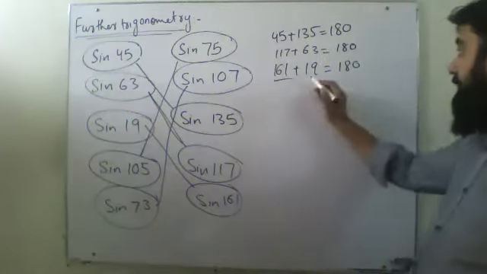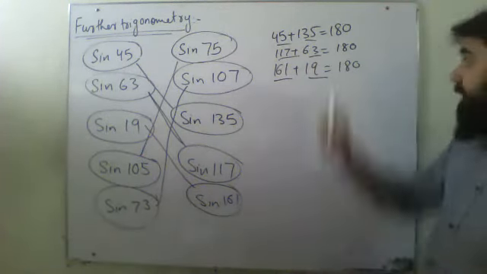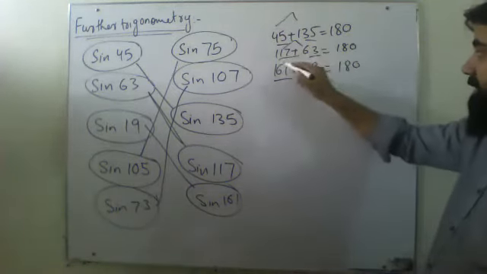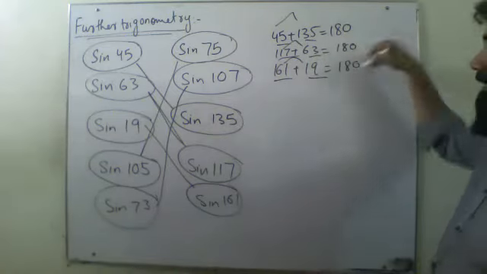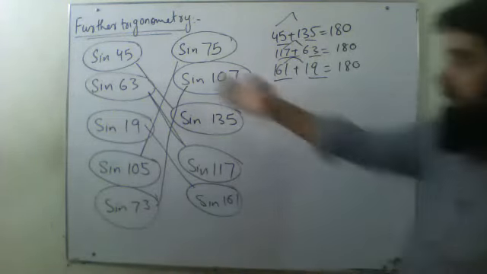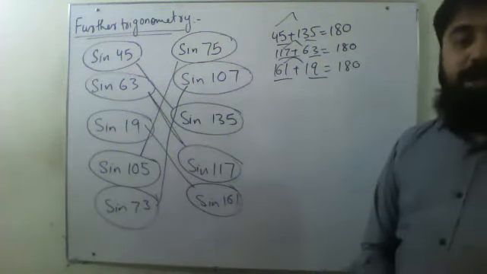Like the angle over here, the angle over here, the angle over here. These are called your supplementary angles. All of them are supplementary angles, because when I add them, the result is coming 180. And if I take the sine of these ones, the result is coming equal. It means what?